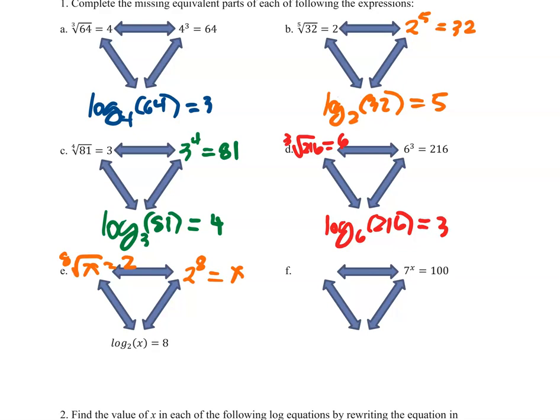How about letter F? 7 to the power of x is equal to 100. Then this is going to be the x root of 100 is equal to 7.